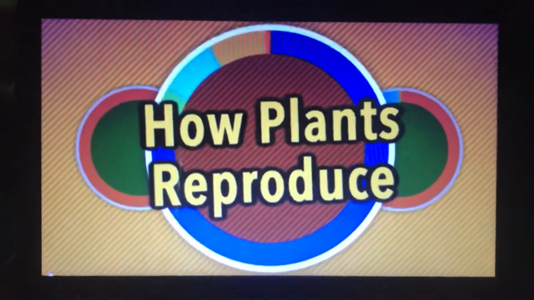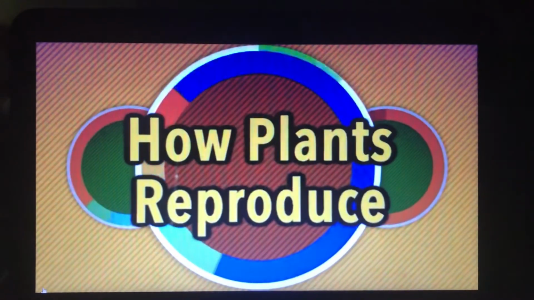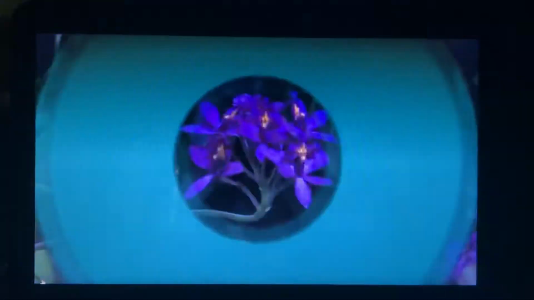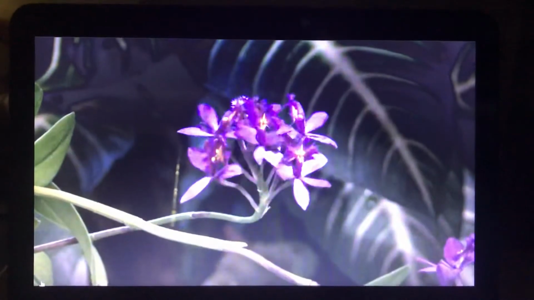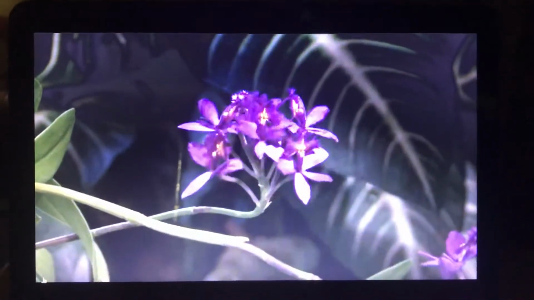How plants reproduce. Plants have different parts that work together to make new plants.